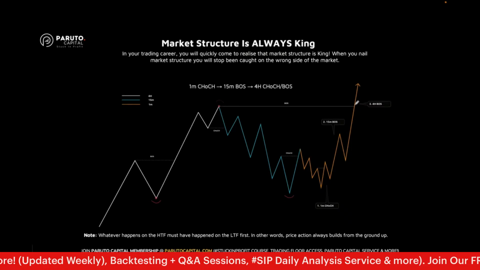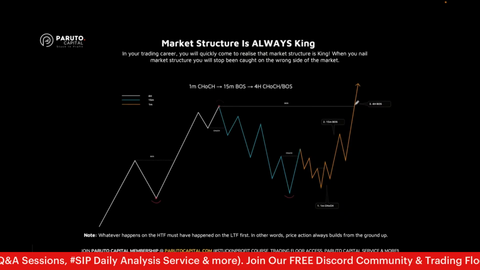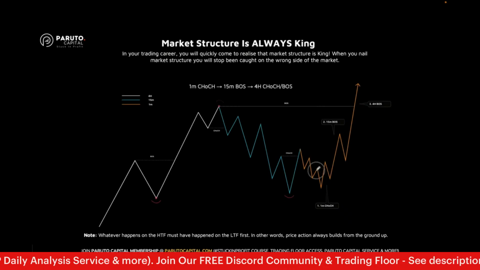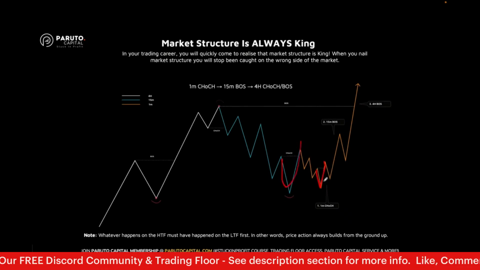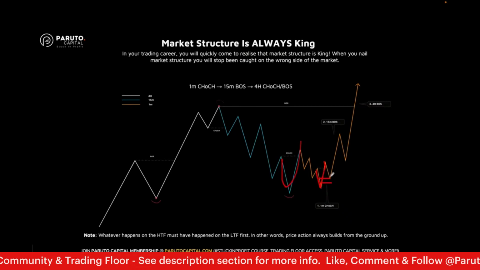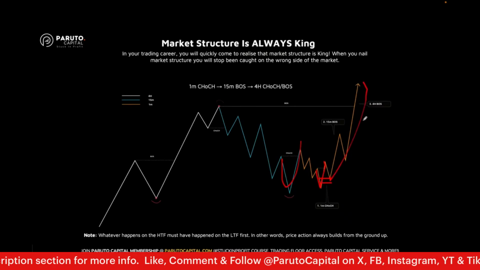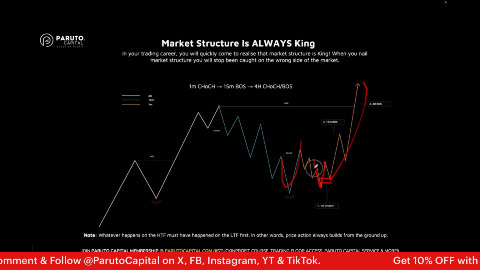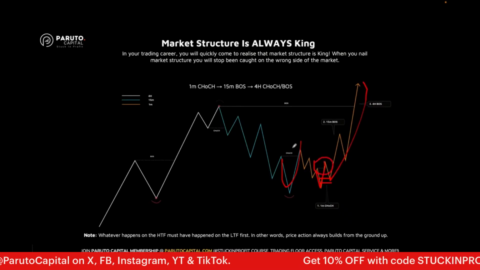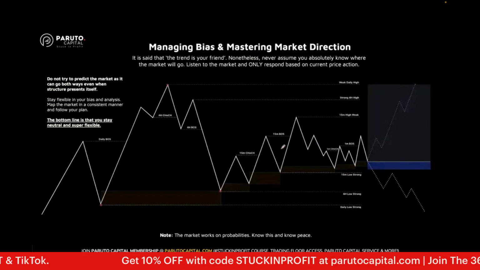So whatever happens on the high time frame must have already happened on the lower time frame. I showed that earlier. So the 1 minute switch bullish here, the 15-minute switch bullish here, and that will now provide us with the opportunity to continue our bullish 4-hour trend, right? So for the bullish 4-hour trend to continue, that bullish switch must have happened on the 1 minute and also must have happened on the 15 minute, right?